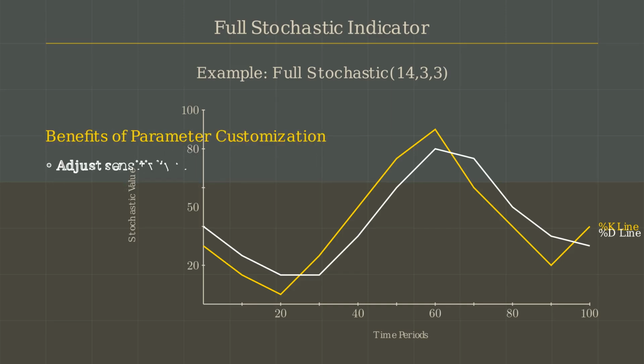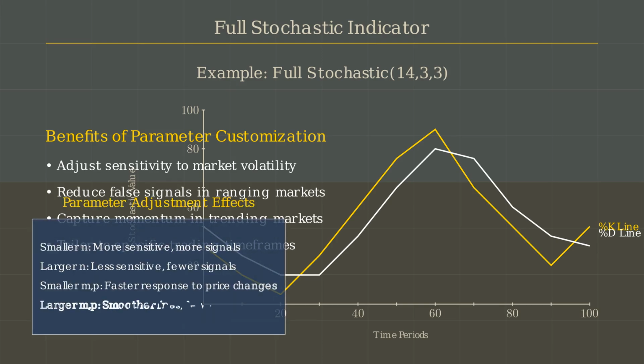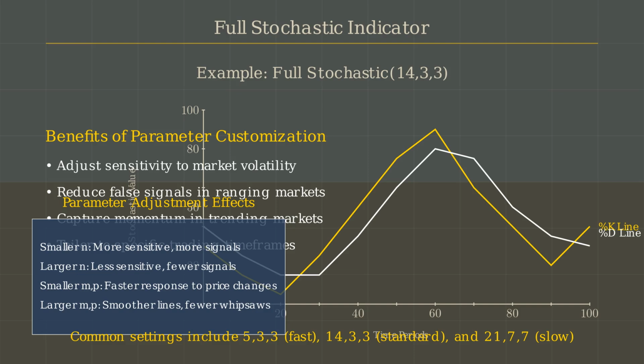The power of the full stochastic lies in its customization options. By adjusting these three parameters, traders can fine-tune the indicator to different market conditions and trading styles. Shorter look-back periods increase sensitivity and generate more signals, while longer periods provide a smoother indicator with fewer false signals. Similarly, adjusting the smoothing parameters affects how quickly the indicator responds to price changes. Common settings include 5-3-3 for faster signals, 14-3-3 as a standard configuration, and 21-7-7 for a slower, smoother response that minimizes false signals.